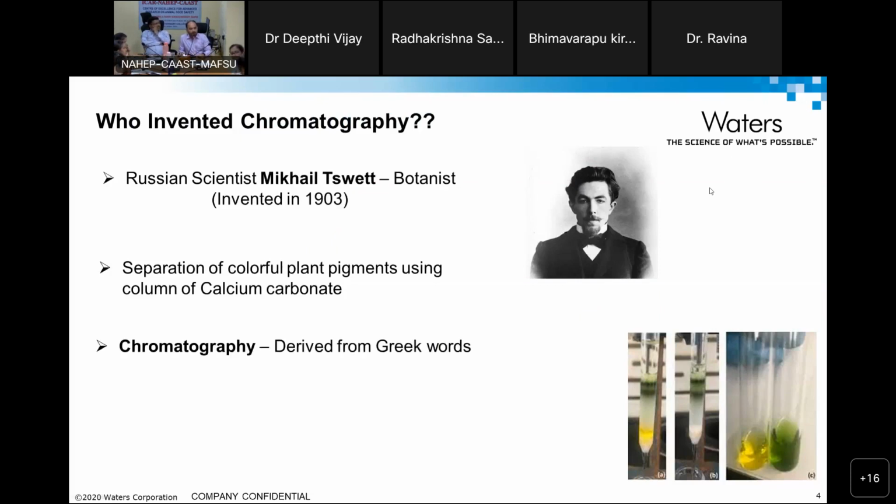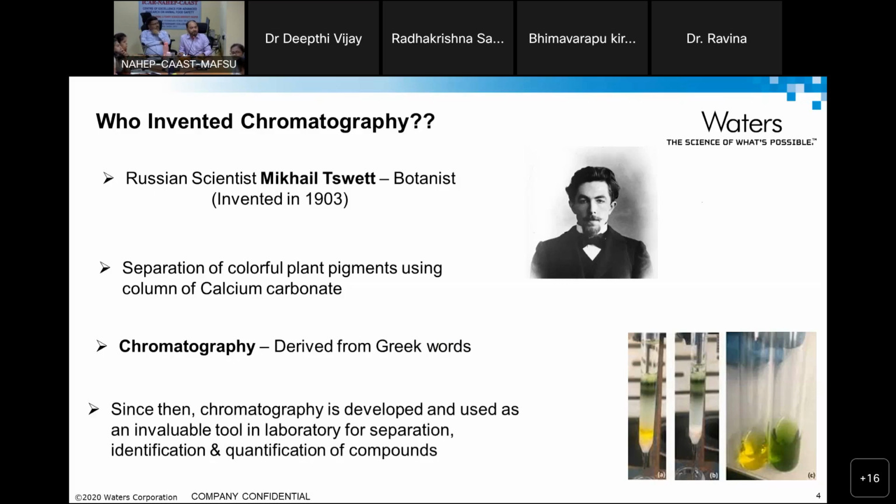The word chromatography has been derived from two Greek words, wherein chroma means color and graphy means a graphical representation of the data. Since then, chromatography has developed and is used as an invaluable tool in laboratories for separation, identification, and quantification of different compounds.